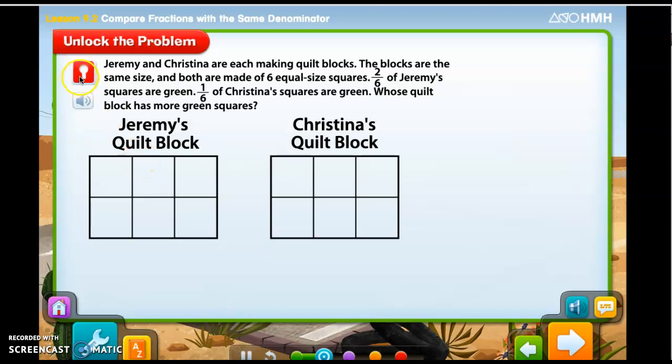It says Jeremy and Christine. Let's unlock this problem. What are the fractions you need to compare? You need to compare 2/6 and 1/6. Let's start by comparing the whole size of each quilt block. All of the squares that make up the quilt block are the same size. How many equal-sized squares are in each quilt block? Well, before I begin, he keeps interrupting me. I'm going to read it.